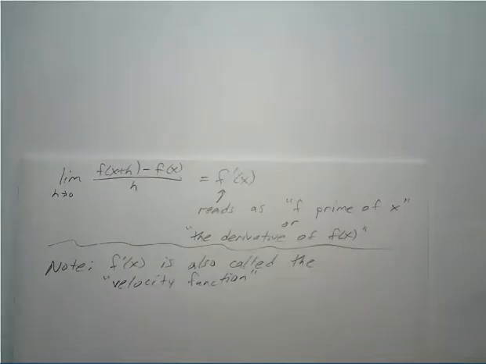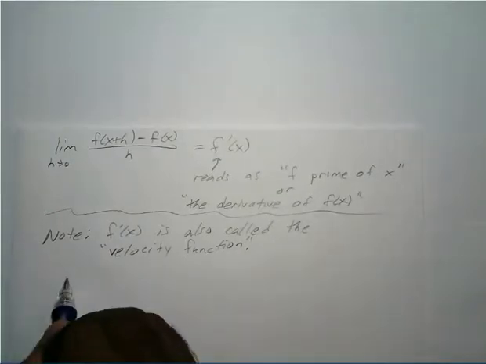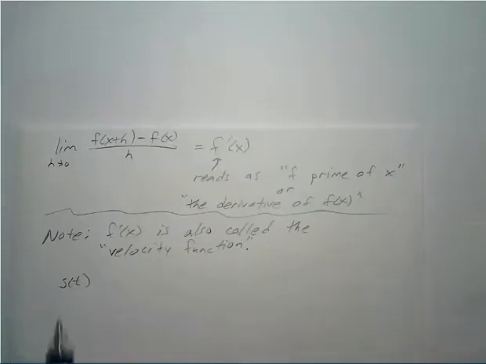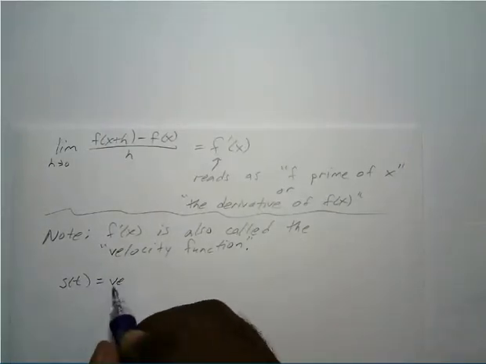Right, which you will see multiple times. Okay, so in most cases, your function is time. You're going to have a function of time instead of a function of x. So s of t, instead of just having f of x, that's your position function.